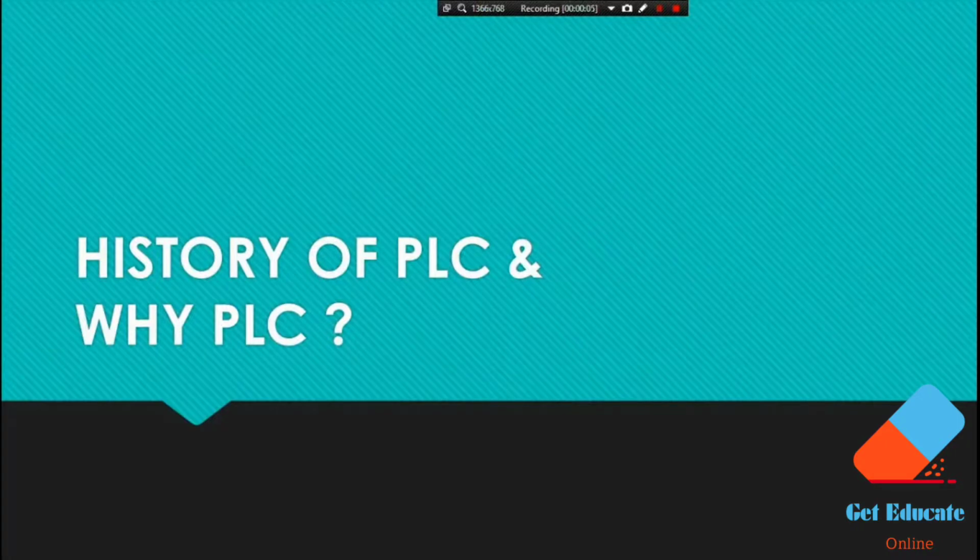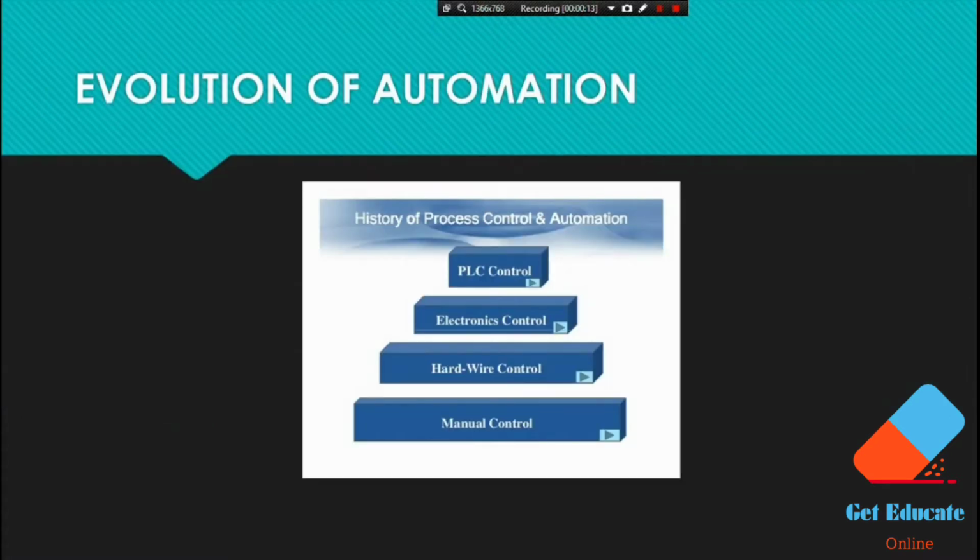Today we are going to see how PLC came into existence, what its history is, and why we use PLC. So, evolution of automation, where PLC is a part of automation. First we had manual controls, then we moved to hardware, then electronics, and finally PLC.